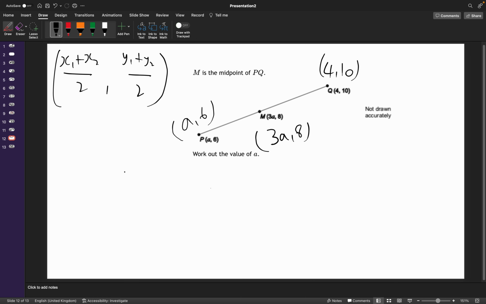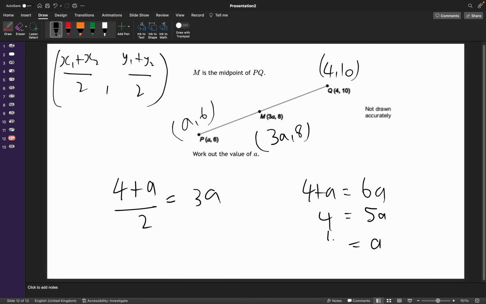Who knows? So I think we need to relate this. x1, x2 divided by 2. Right? So x1, I got it. x1 plus x2, 4 plus a divided by 2 is going to equal 3a. That means we can multiply by 2 on both sides to get rid of the fraction. 4 plus a equals 6a. We can minus a on both sides to give us 5a is equal to 4. And you can divide by 5 on both sides to give our final answer of a is 4 over 5.